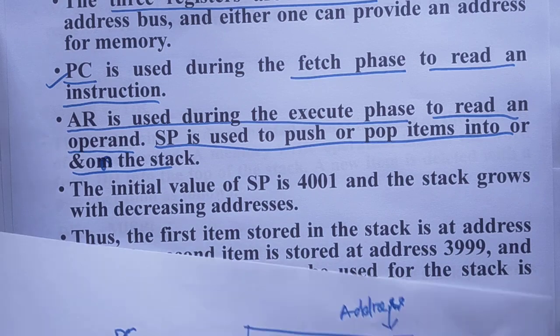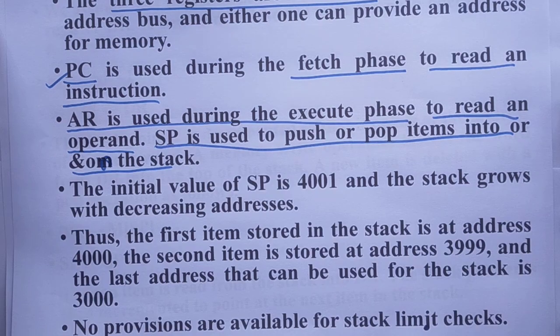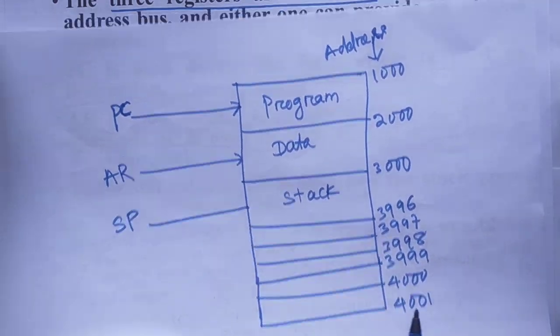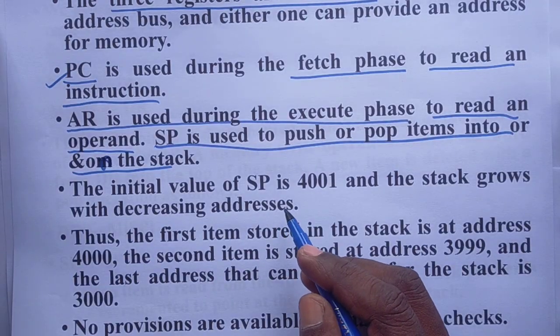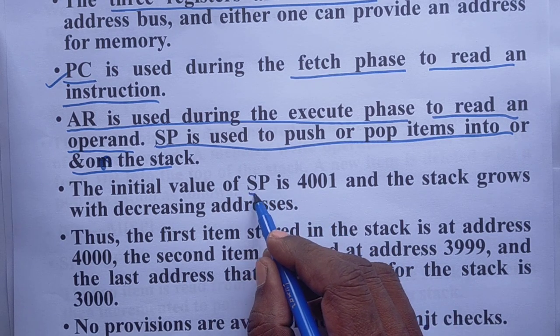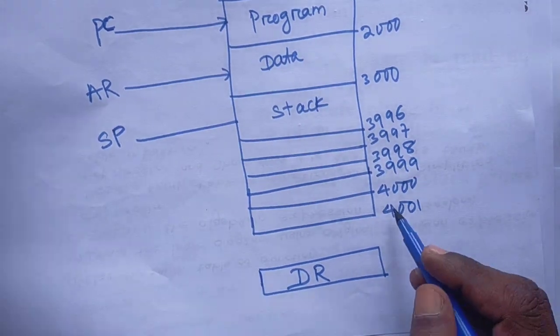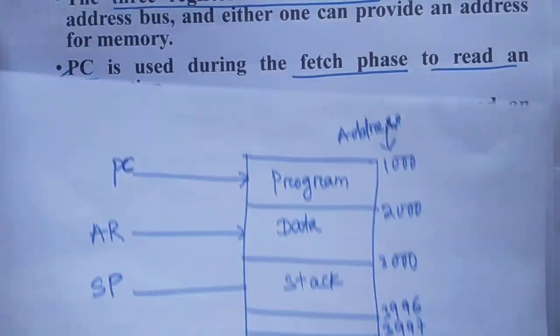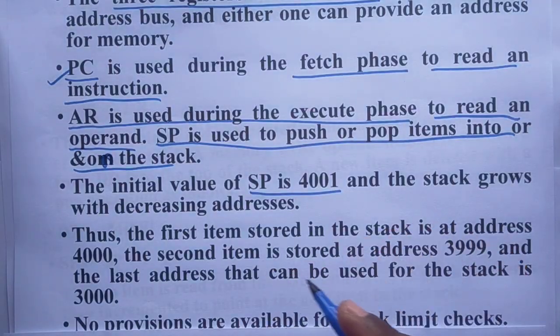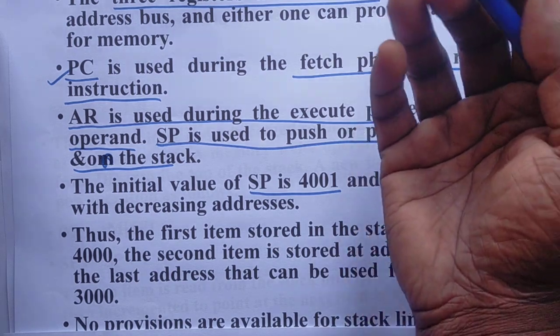Okay, now see, initially what happens is SP here, very simply it is mentioned. Suppose initially the value of SP is 4001, meaning the bottom of the stack. Here you see the bottom of the stack, 4001, and the stack grows with decreasing addresses.